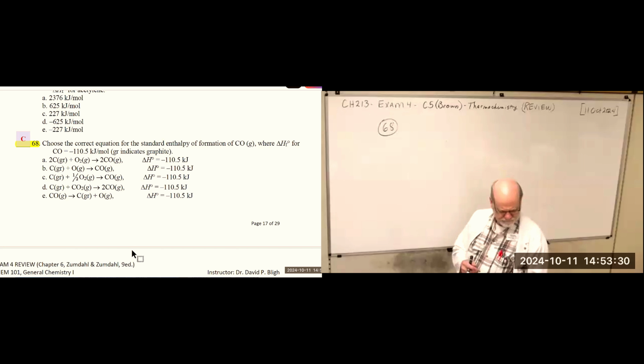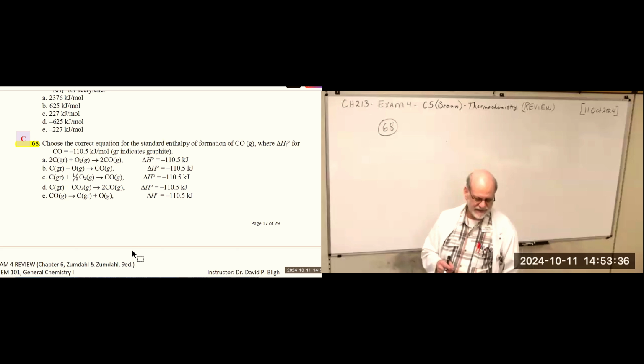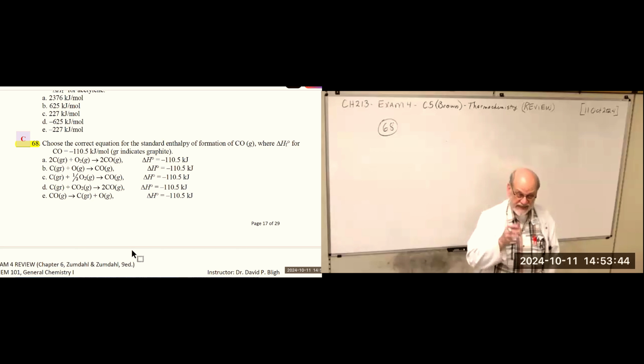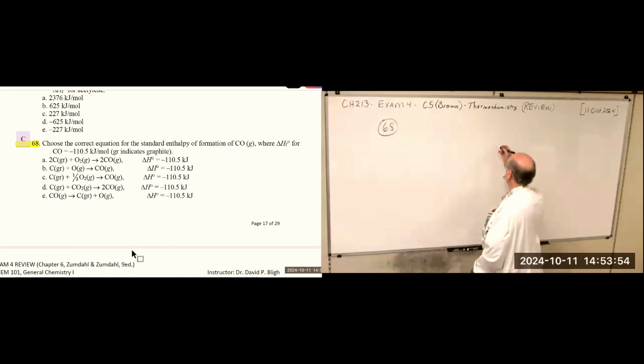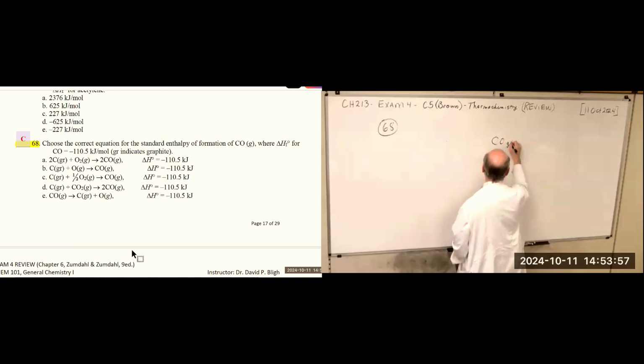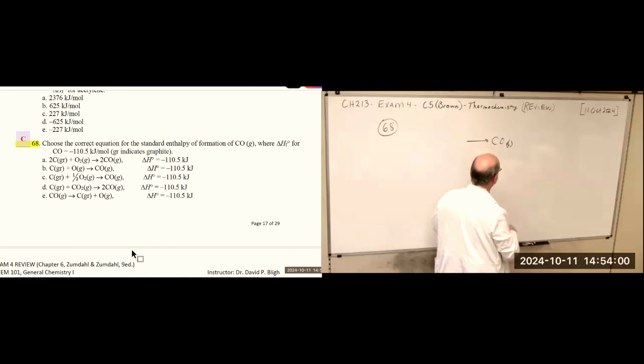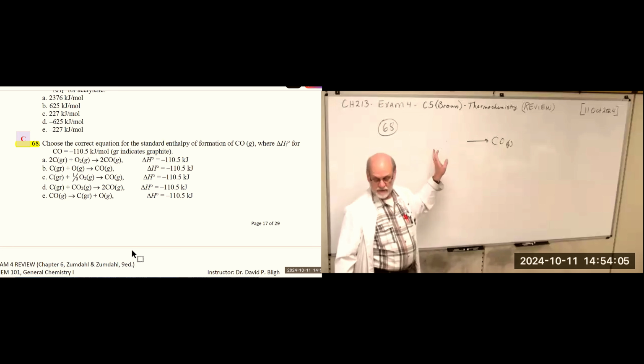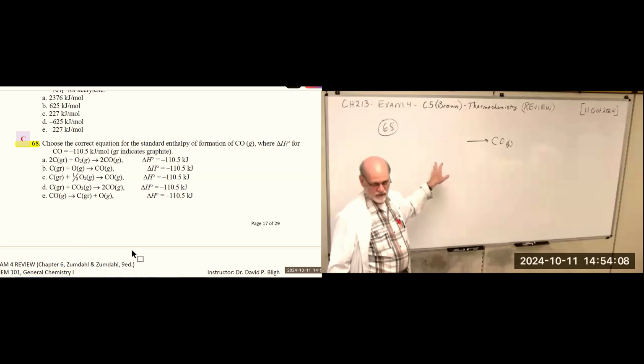Okay, 68. Choose the correct equation for the standard enthalpy of formation of carbon monoxide gas. And it gives you the heat of formation. All right, when you need to generate a standard enthalpy of formation equation, you start with the product. 1 mole of the product, CO. And from this point on, you don't touch that side. This side has the elements in their most stable standard conditions.